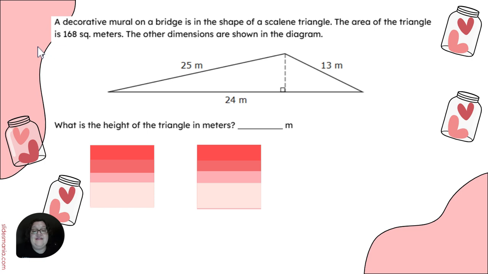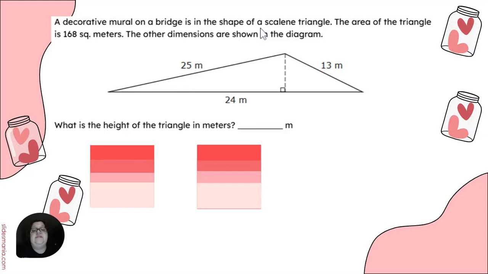All right, last example, we have a decorative mural on a bridge in the shape of a scalene triangle. The area of the triangle is 168 square meters. The other dimensions are shown in the diagram. I want to know, what is the height of the triangle in meters?